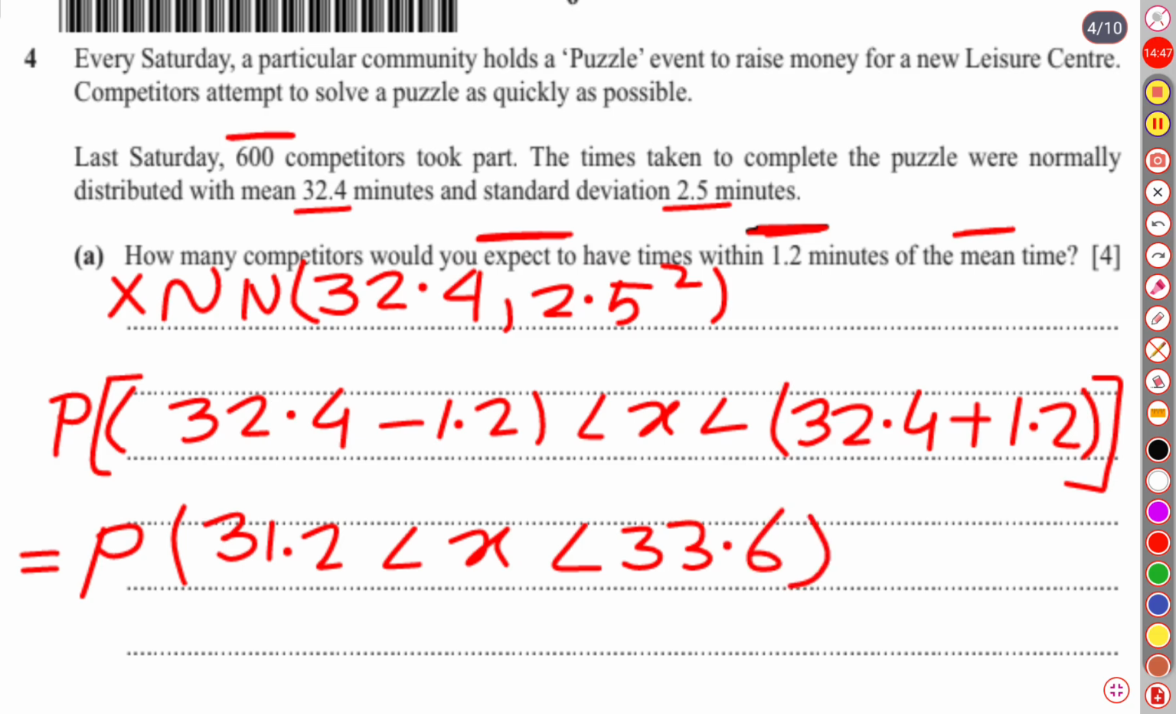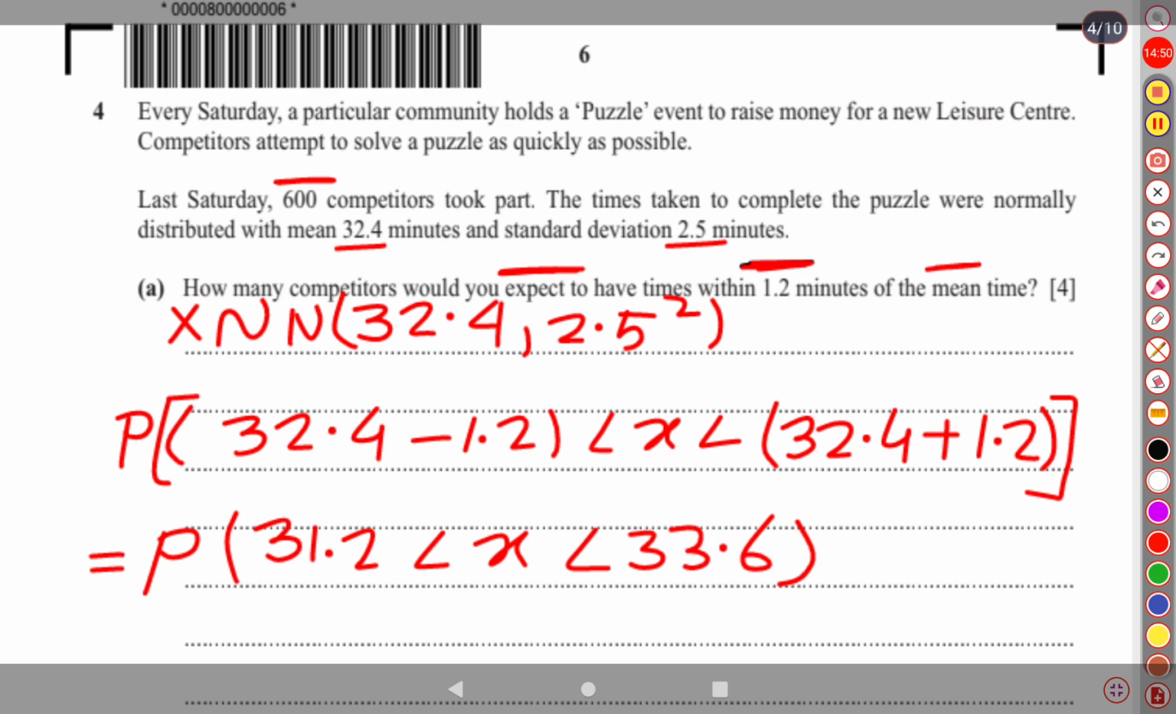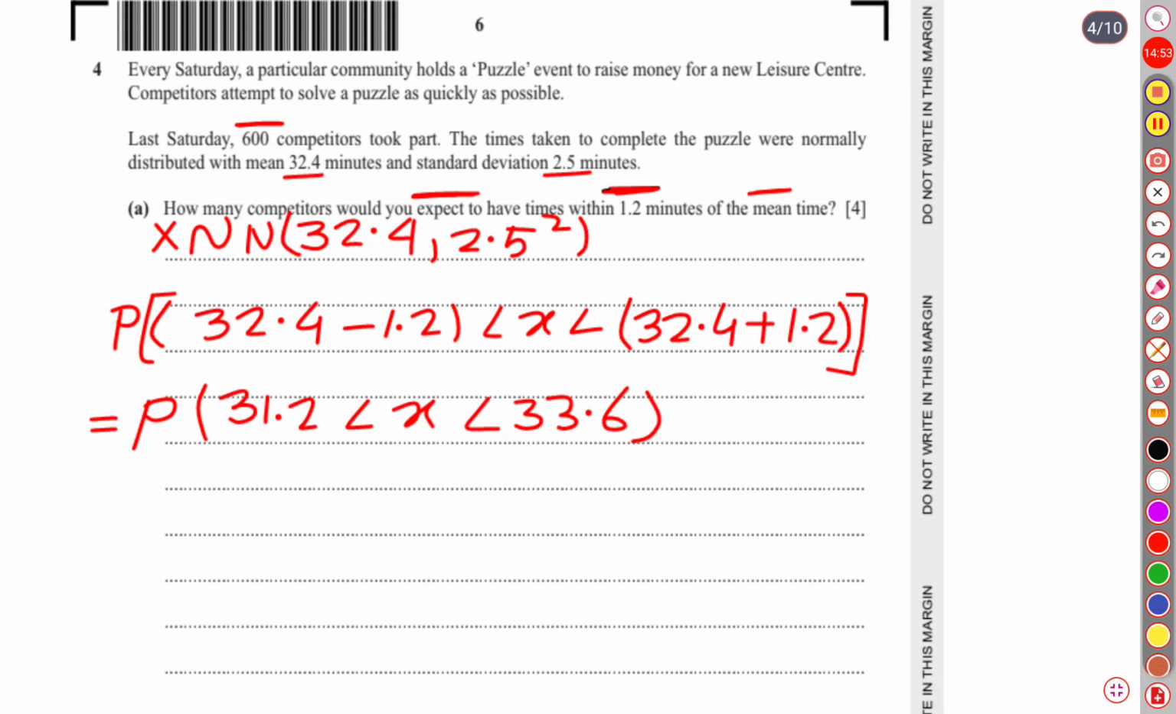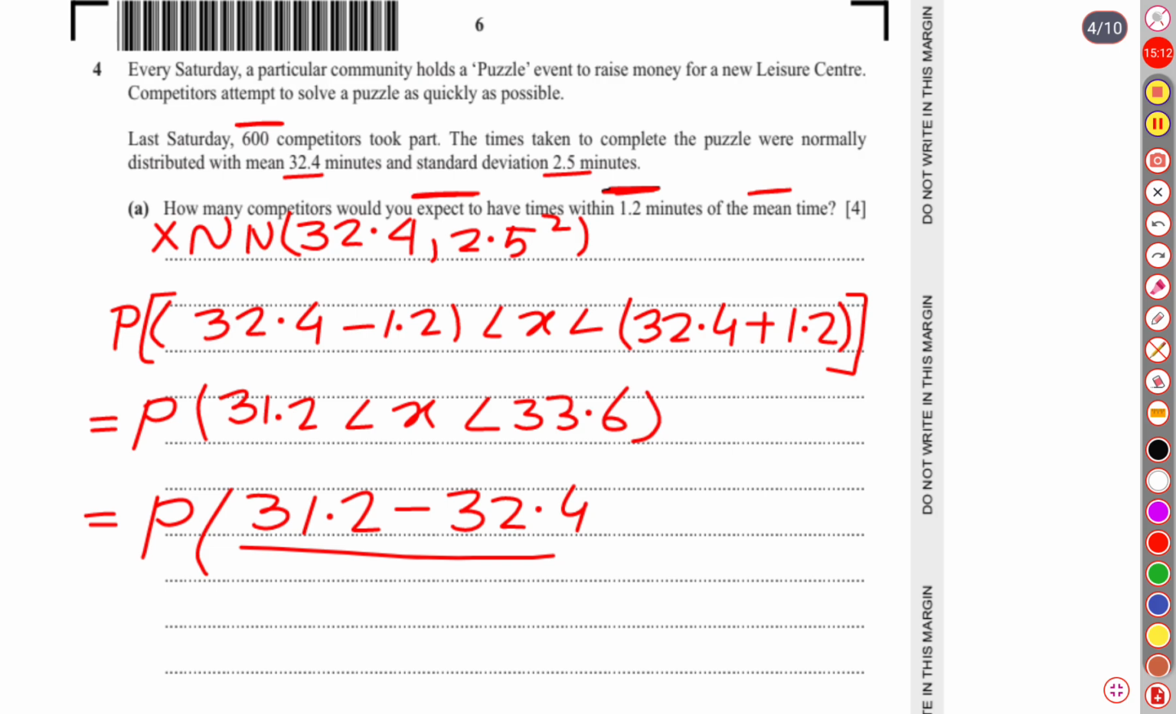33.6. Then as usual we will standardize this score. So our z score is going to be the probability of (31.2 minus mu). Mu is already given, it is 32.4, over the standard deviation, as we did in the previous one, which is 2.5 minutes.